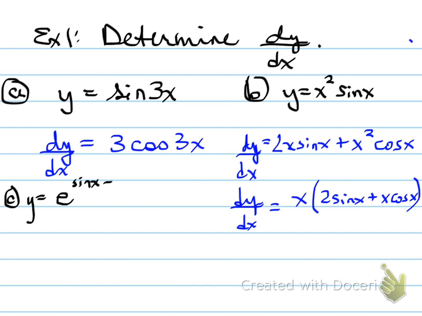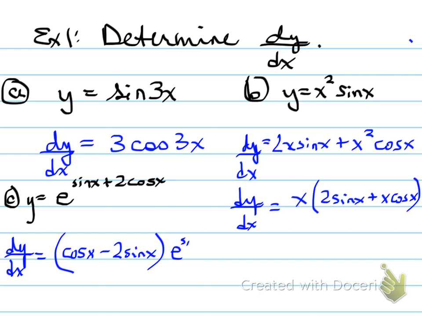C, y equals e to the sine x plus 2 cos x. The derivative of e to a power is equal to e to the same number times the derivative of the exponent. So the derivative of the exponent is going to be cos x minus 2 sine x times e to the sine x plus 2 cos x. And that would be the derivative.